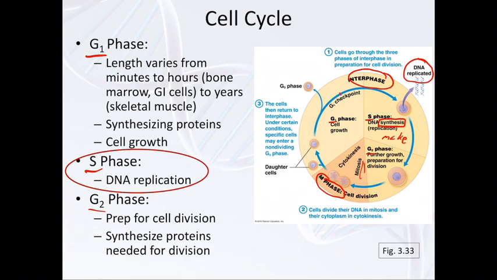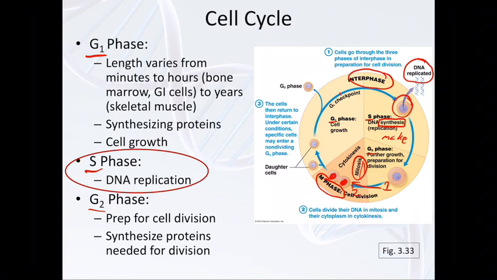The reason this has to happen is because when we get down here to mitosis, we split that cell from one cell into two. We got to have enough DNA for this cell as well as for this cell. Both those cells need to be fully functional cells, so we got to double that DNA, and that happens up here in the S phase.